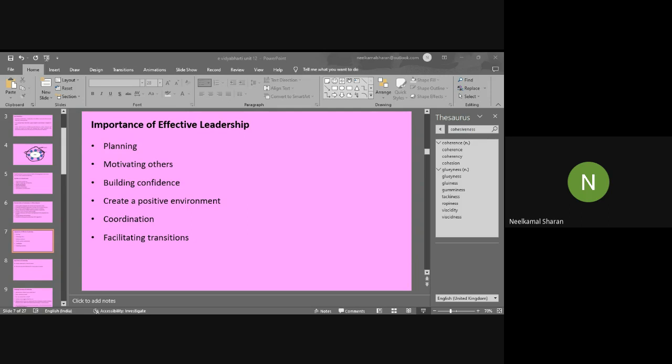Facilitating transitions. Transitions means, suppose there is any change in the environmental condition or organizational climate, or in any situation, then the leader should be able to facilitate those transitions. He or she, the leader, should not react to it in a negative way. He or she should be able to accept that change, modify their behavior according to the change, and motivate the members of the group also to accept those changes. Okay, so these are the importance of effective leadership.